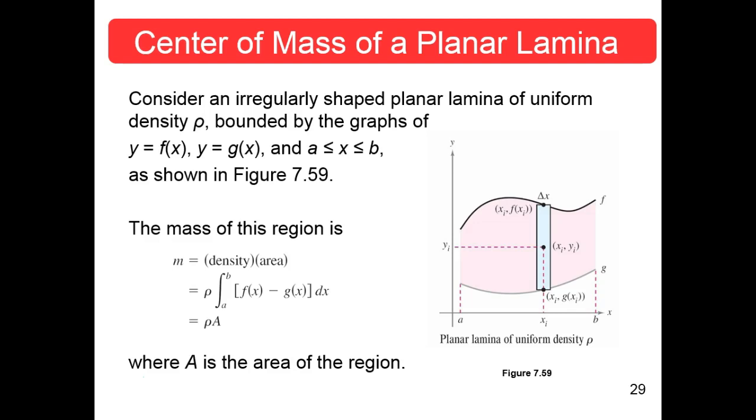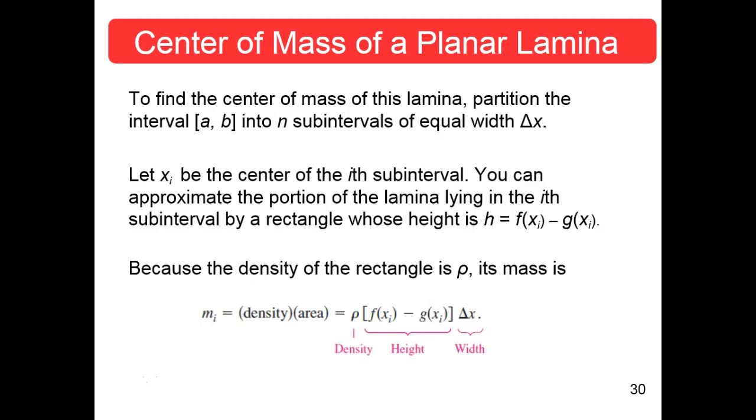So that's a fairly simple thing to do. Rho times the integral from a to b of f of x minus g of x, that's the height, times your thickness, which is your dx. As you go from a to b, here's your area times the density, here's your mass. This is mass per unit area times area. A is the area of the region. Okay. To find the center of mass of the lamina, you partition the interval a to b into n subintervals of equal width delta x. Equal width delta x. So b minus a divided by n.